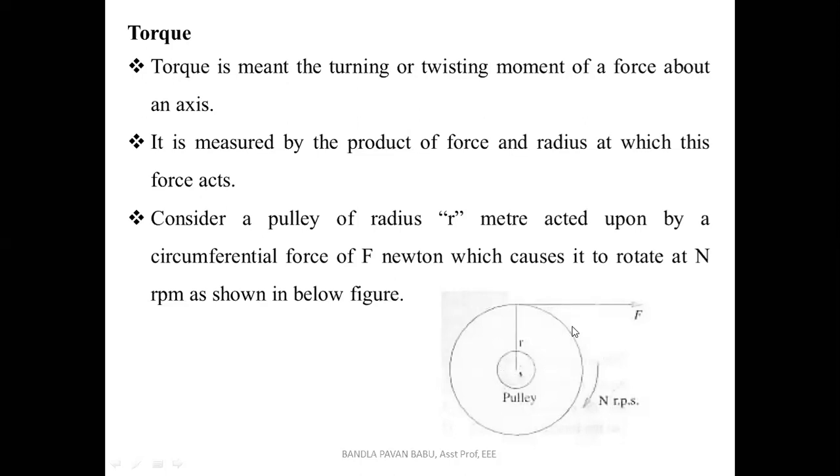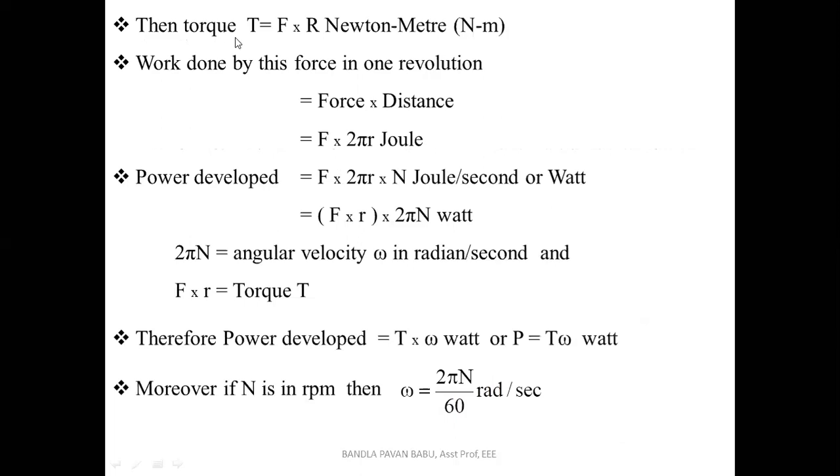Okay, when a force is applied to this pulley, so based upon the radius, so the value is force into radius. Okay, next, then the torque is denoted by T, which is equal to force applied on it and the radius of the pulley. Okay, and the units are newton meters, or Nm.